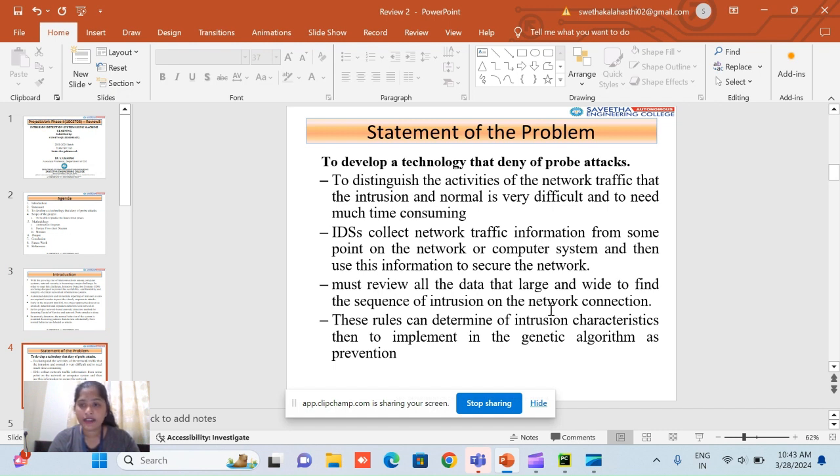The task is to build a network intrusion detector, a predictive model capable of distinguishing between bad connections, called intrusions or attacks, and good, normal connections. In this, we develop a technology to detect denial of service and probe attacks. We use the IDS to collect network traffic information from points on the network, and use this information to secure the network. These rules can determine intrusion characteristics, and then they are implemented in the genetic algorithm.